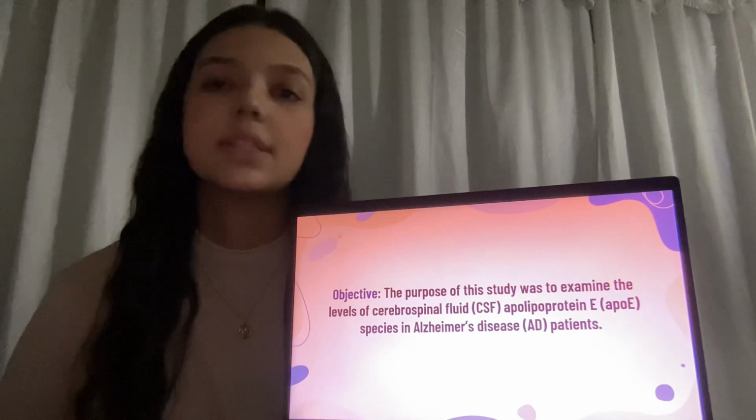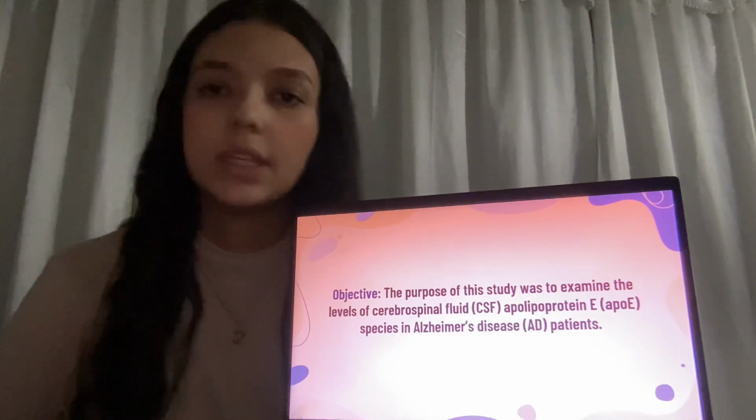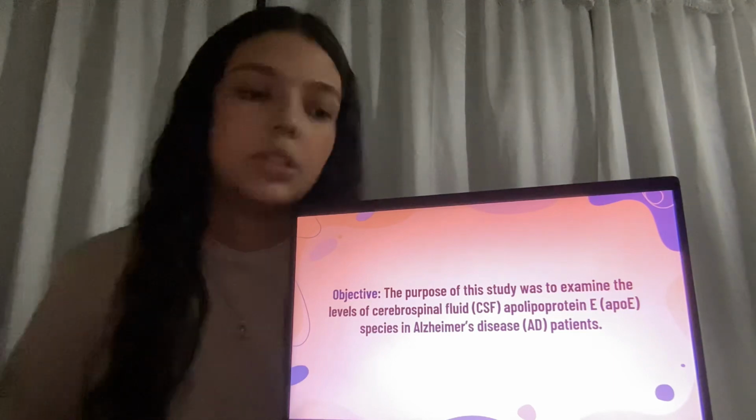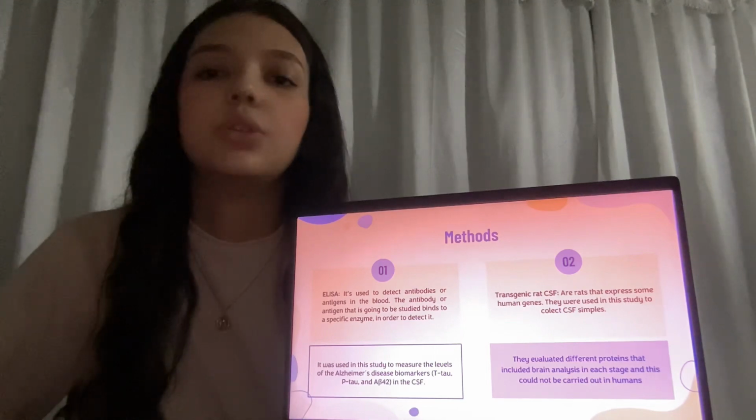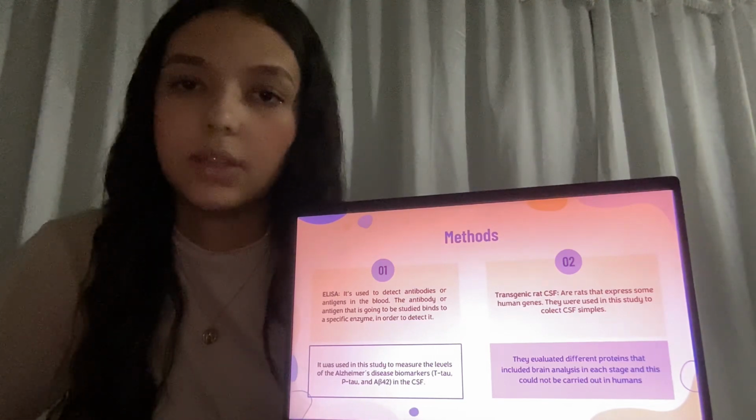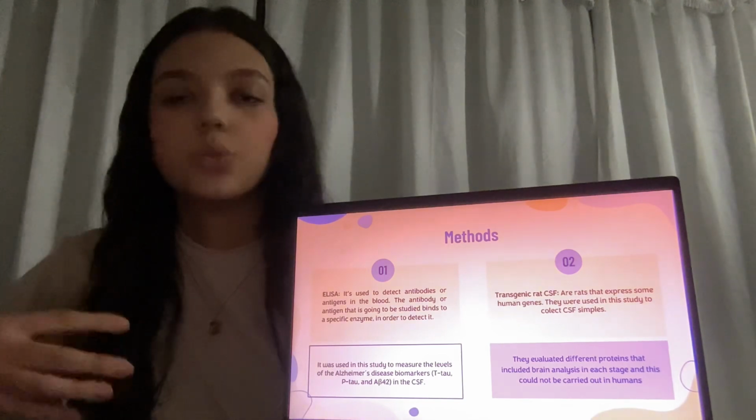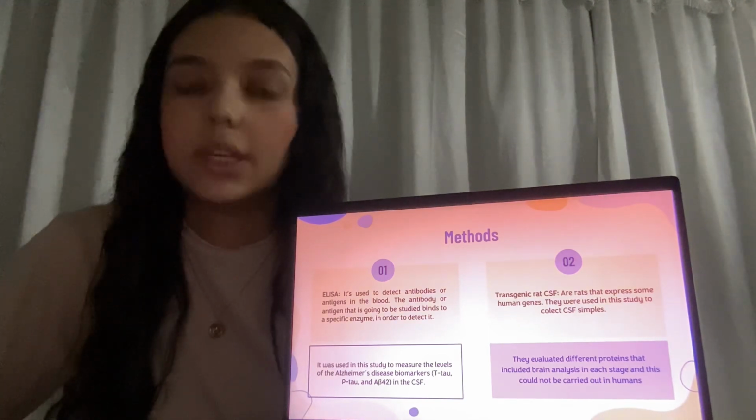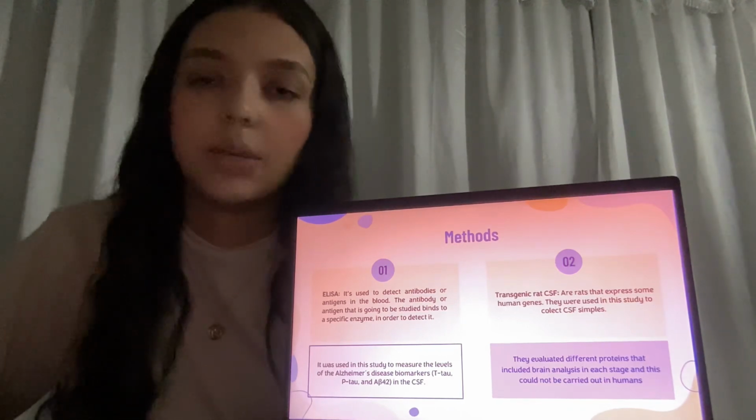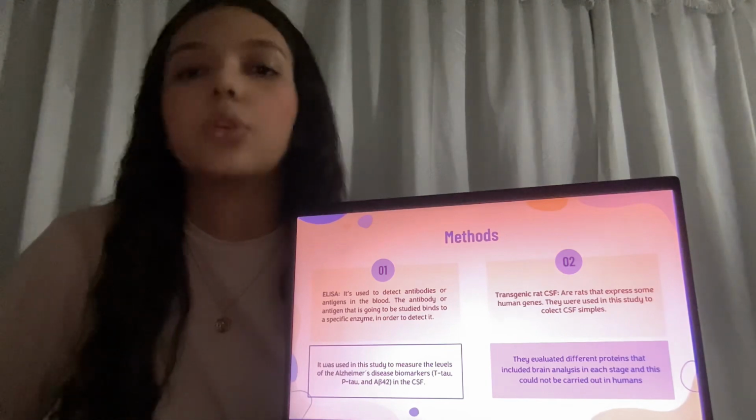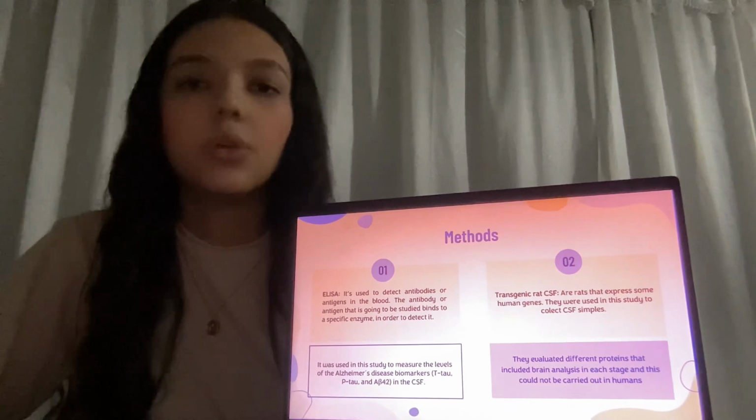The purpose of this study was to examine the levels of cerebrospinal fluid apolipoprotein E species in Alzheimer's disease patients. We have four methods. The first one is ELISA, that is a test used to detect antibodies or antigens in the blood. So the antibody or the antigen that is going to be studied binds to a specific enzyme in order to detect it. And it was used in this study to measure the levels of the Alzheimer's disease biomarkers, because according to those results, they were classified as AD patients or controls.